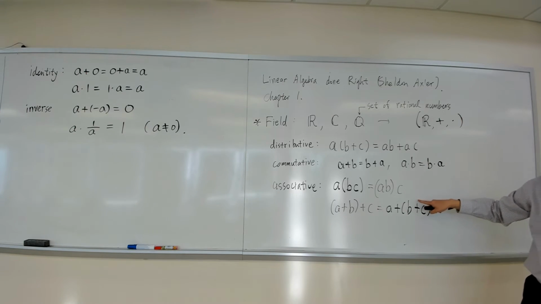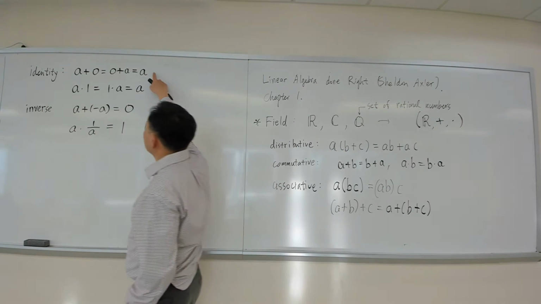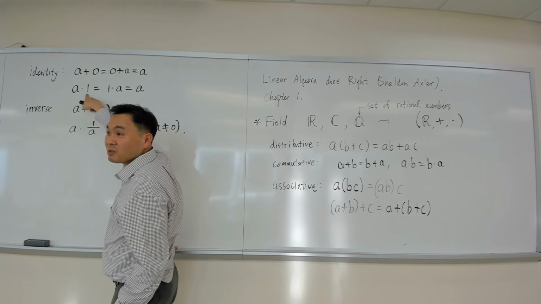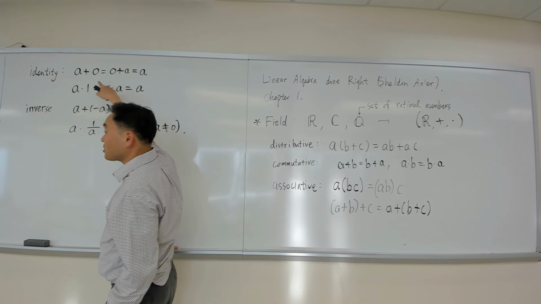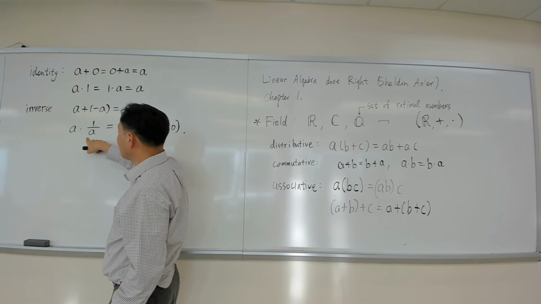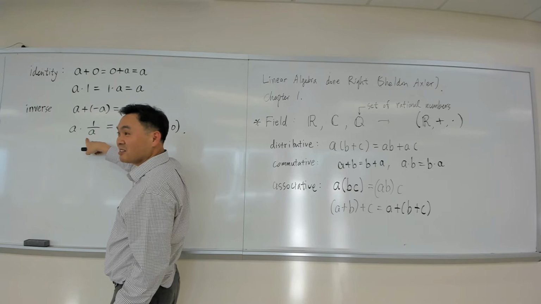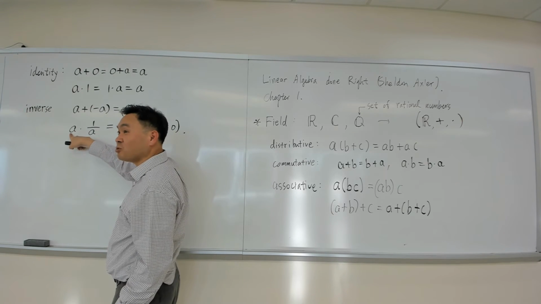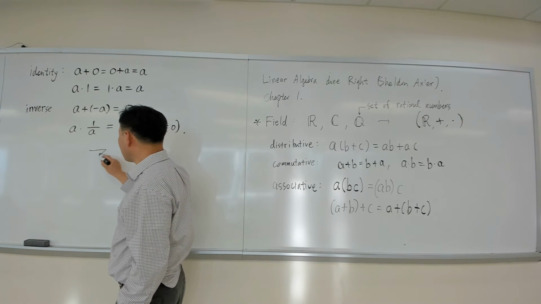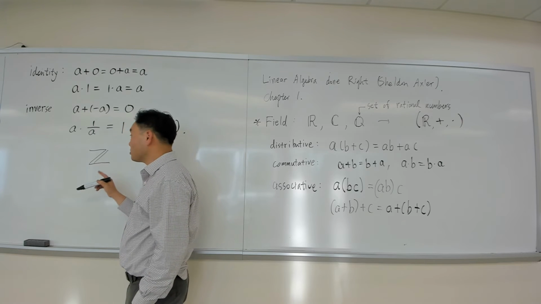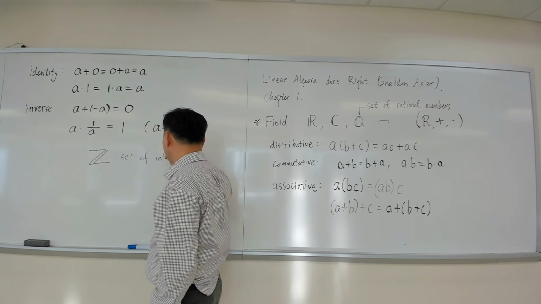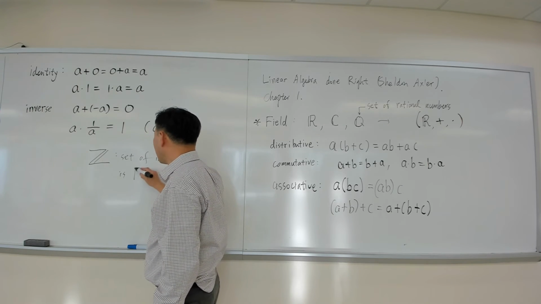Then what about this one? Definitely integers have 1 times 1, that's okay. You can add 0, that's fine. How about this? Even this is okay. But what about this? This one fails, because if A is 2, 1/2 is not an integer. So this Z, the set of integers, is not a field.